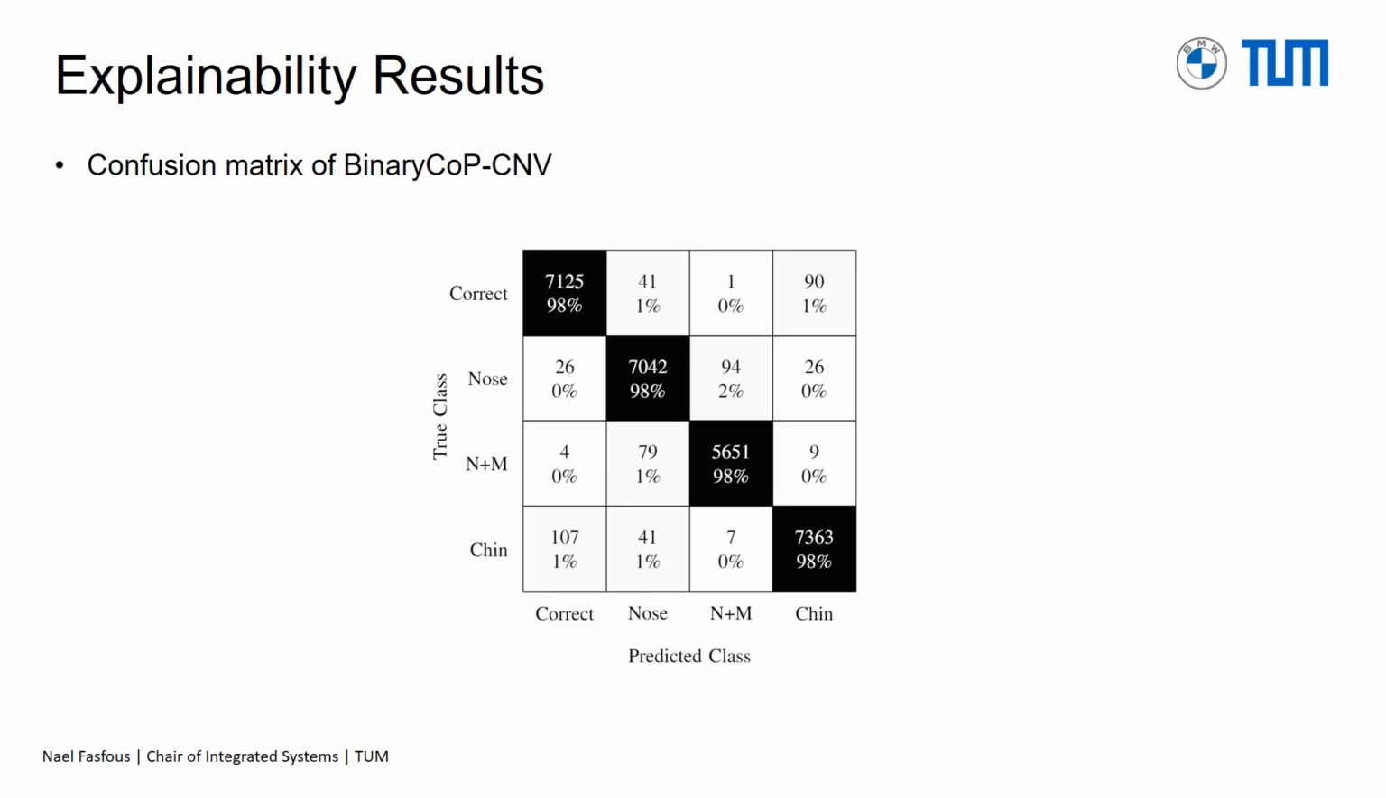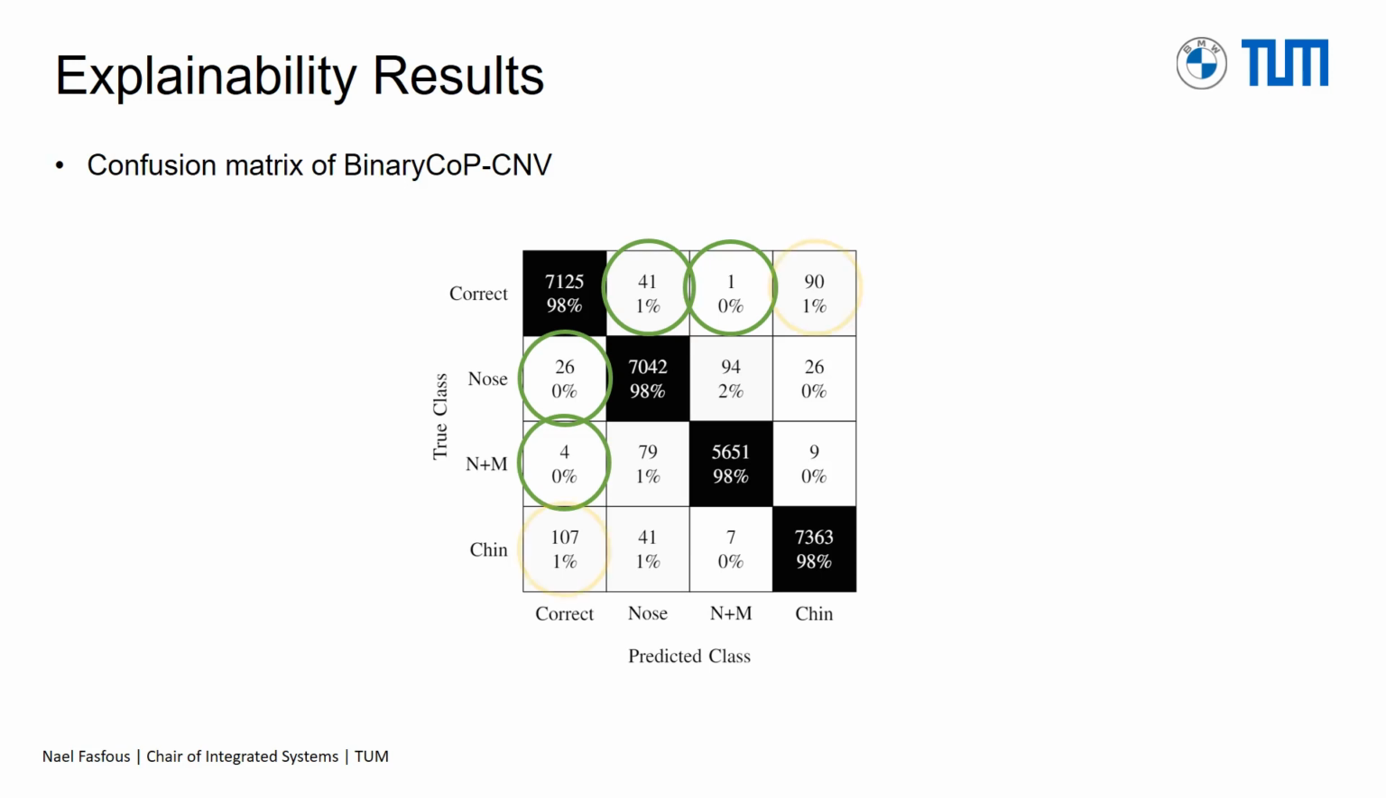Now let's take a look at the task performance of BinaryCoP. Here we have a confusion matrix showing the classification performance of the BNN. We can see that BinaryCoP does not mistake the nose plus mouth uncovered class with the correctly masked class or vice versa. BinaryCoP makes slightly more errors between the nose uncovered class and the correct class. However, this still happens less than 1% of the time.